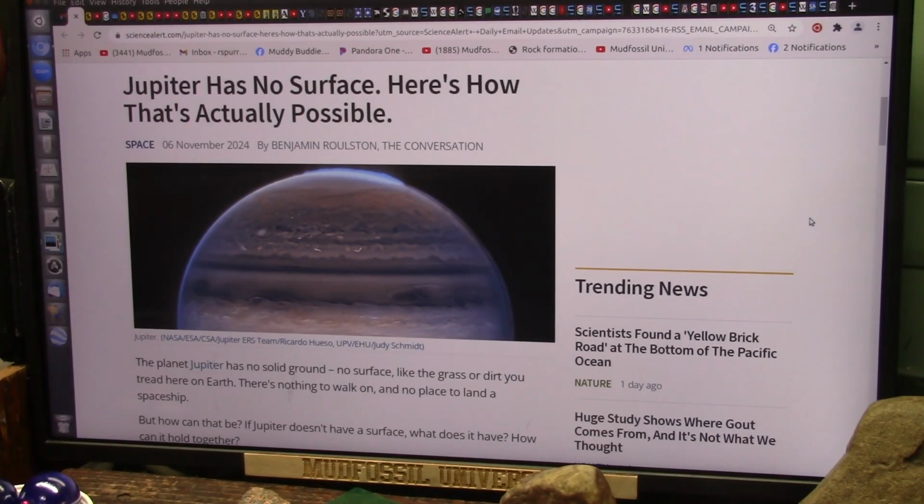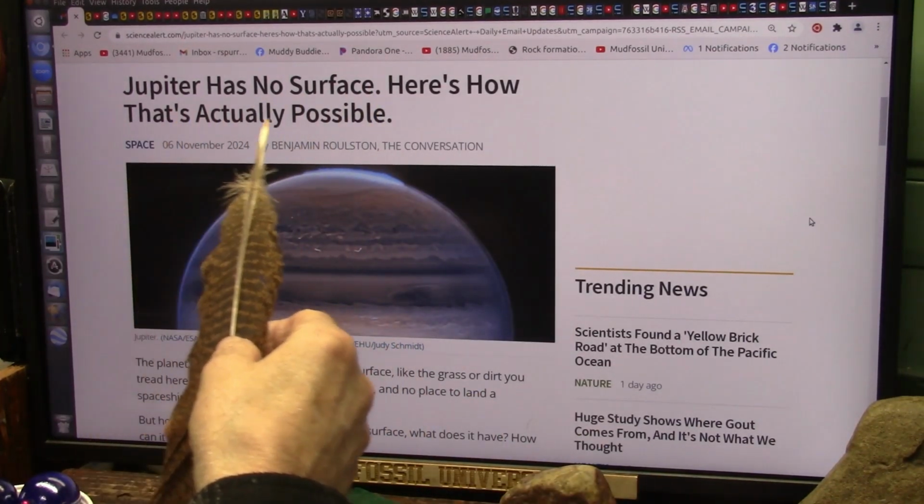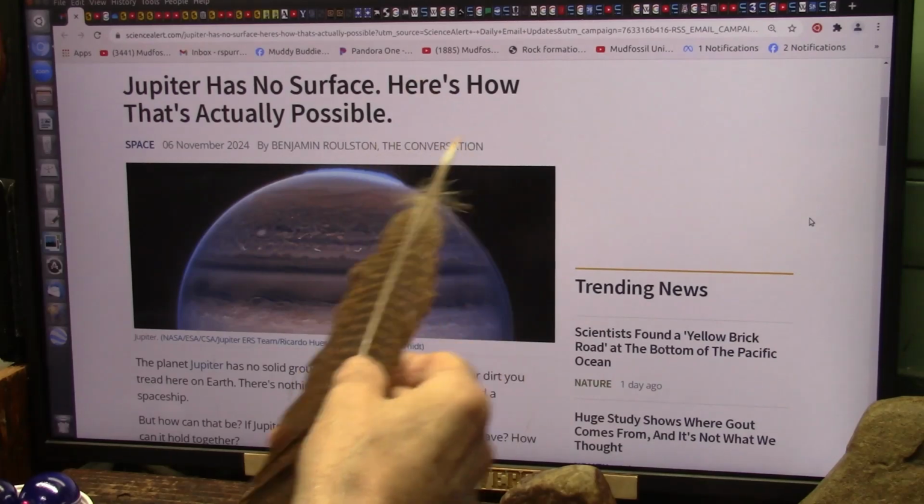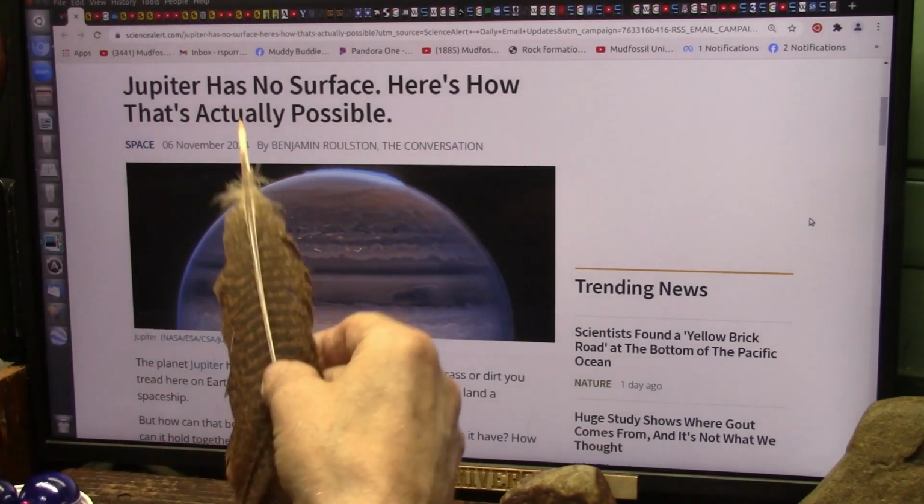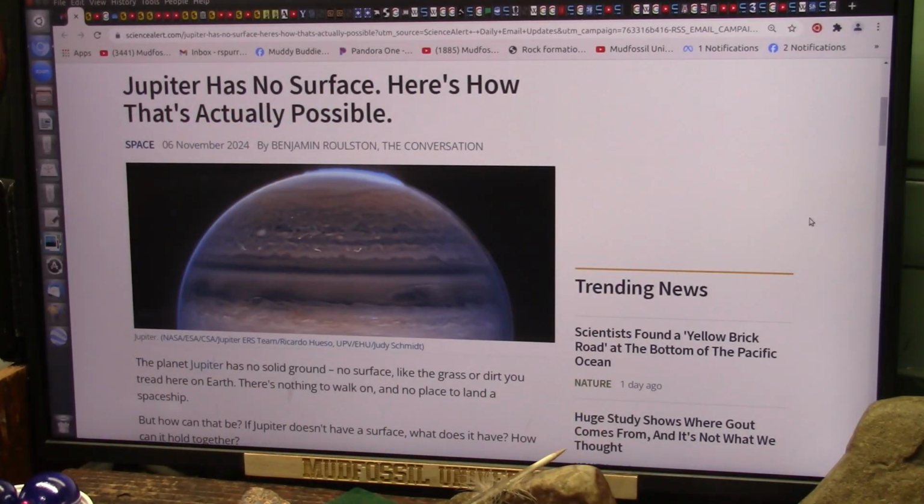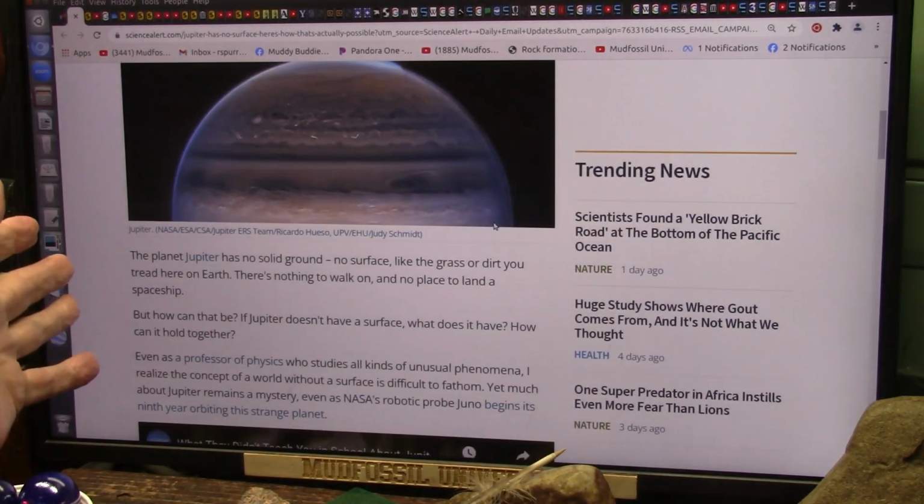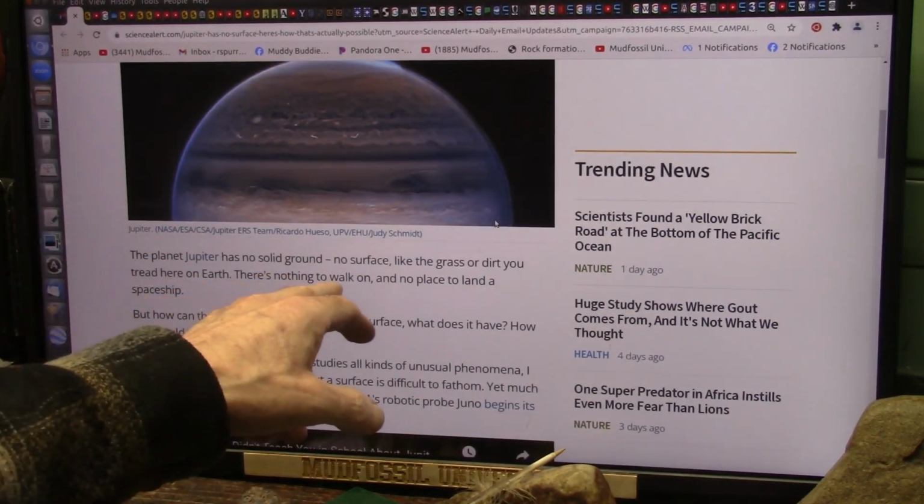All right, so don't forget, here's their statements. Jupiter has no surface. Here's how that's actually possible. Now, like I said, they could have something to do with liquid metals. That's possible. No solid ground, no surface.